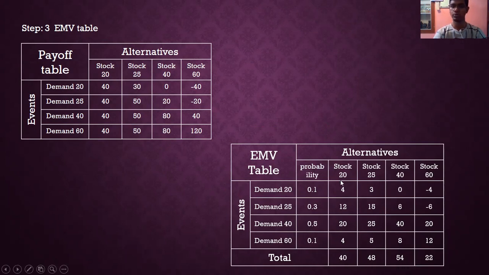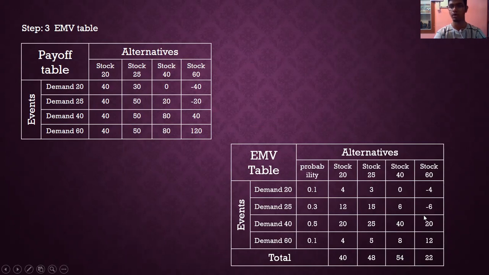So first we'll go with stock 20. So 4 plus 12 plus 20 plus 4 will give a total of 40. That 40 we are writing in this stock 20 column. Next we'll go with stock 25. In stock 25 we are going to add 3 plus 15 plus 25 plus 5, which will give a total of 48. Next, the stock of 40. So 0 plus 6 plus 40 plus 8 will give a total of 54. Next, we'll go with stock 60.